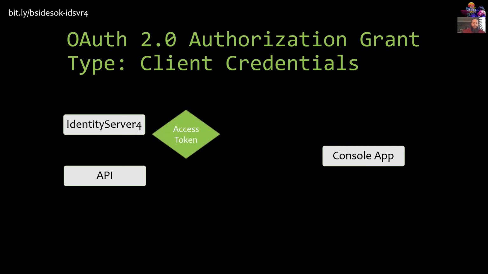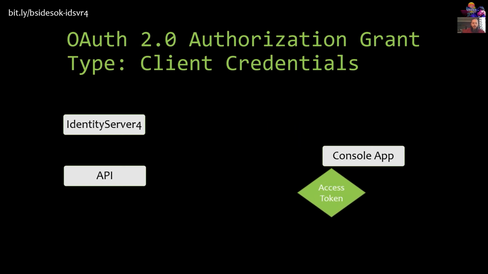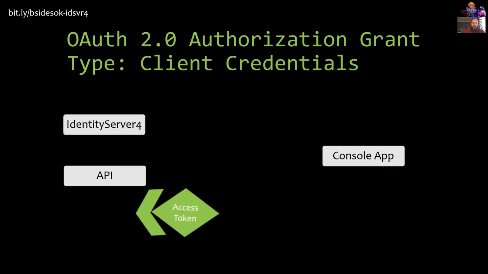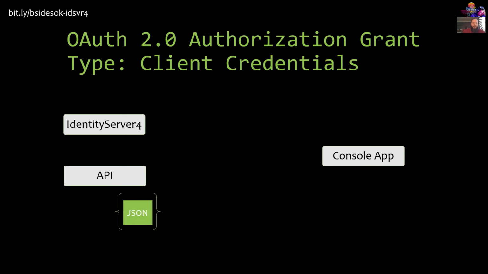Then IdentityServer4 will generate an access token. The access token is then returned back to the console application, and the console application will then pass that as an access token over to the API. The API in turn will validate that information, and behind the scenes, I'm not showing it here, it will talk to IdentityServer4 and can validate that it's correct and signed correctly. And so in this example, the console app is asking for information, and the information is then returned as JSON. Simple data.